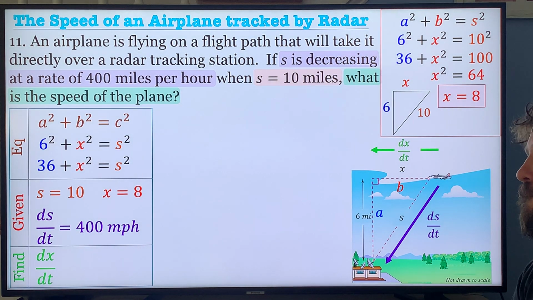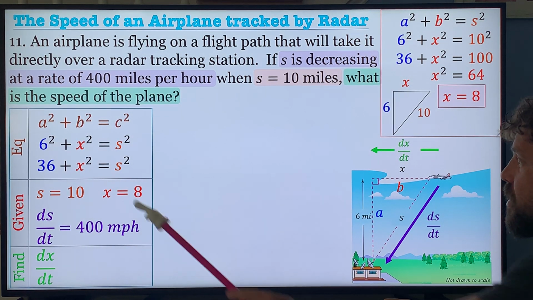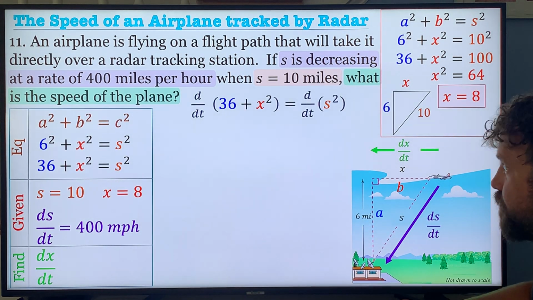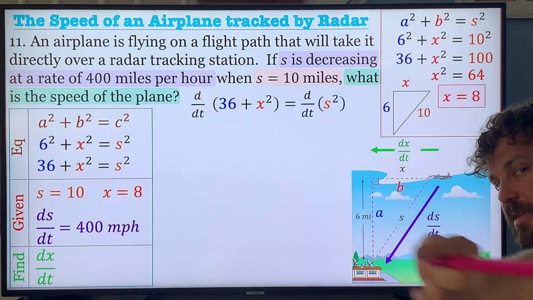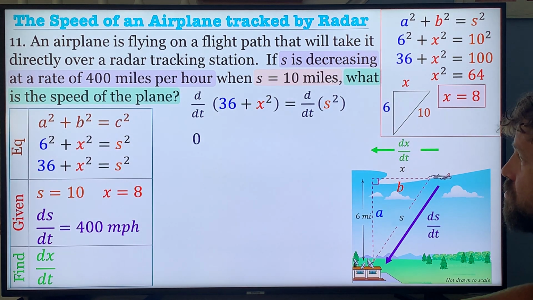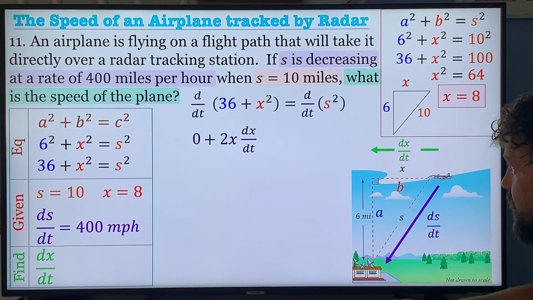Now that we've got our formulas and we're set up, we're good to go. Differentiate this equation. What's the derivative of 36? 0. The derivative of X squared is 2X dx/dt, and the derivative of S squared is 2S dS/dt.